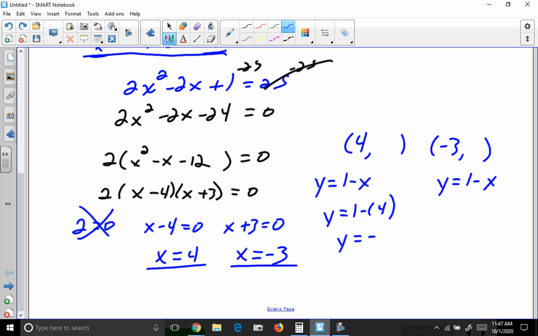So for the first one, y is negative 3. For the second one, y is 1 minus negative 3. Well, minus a negative makes a plus, so y is 4.